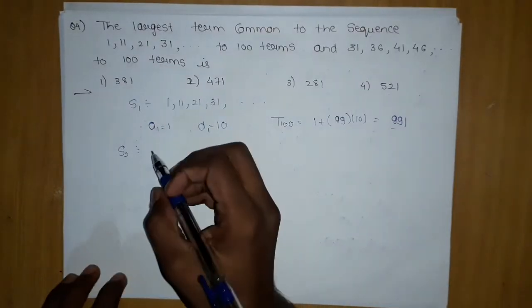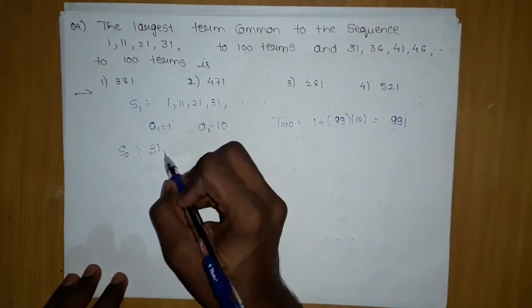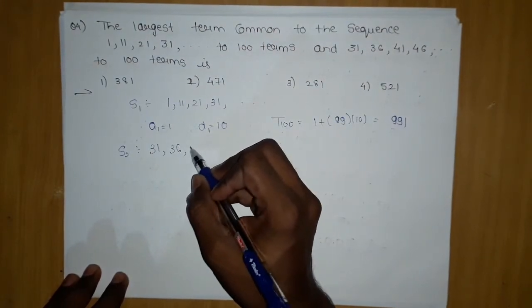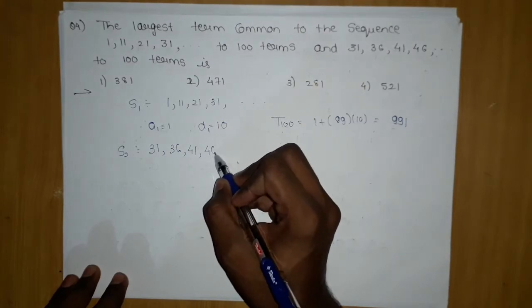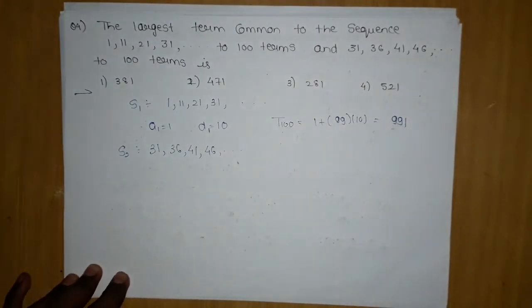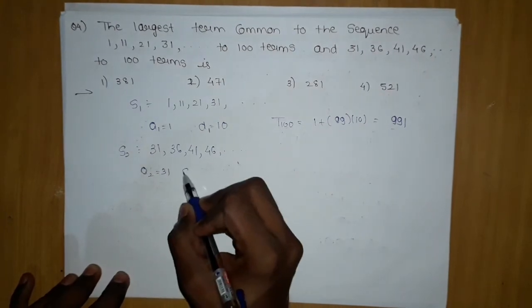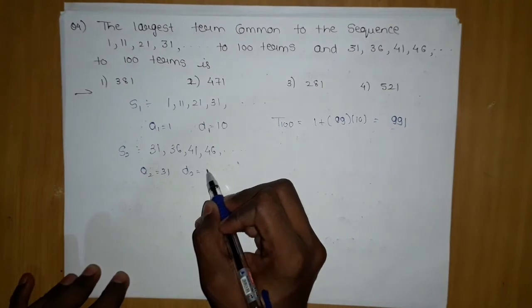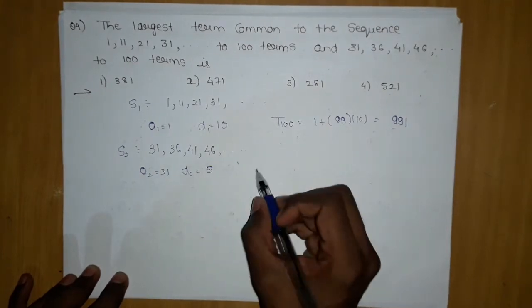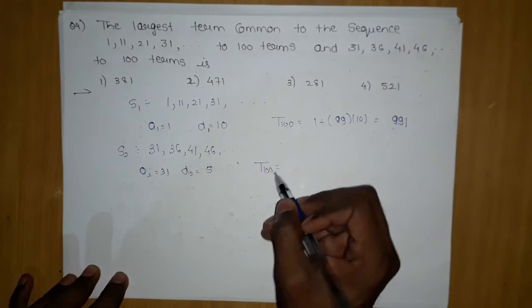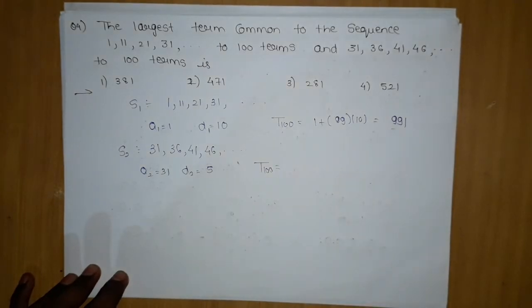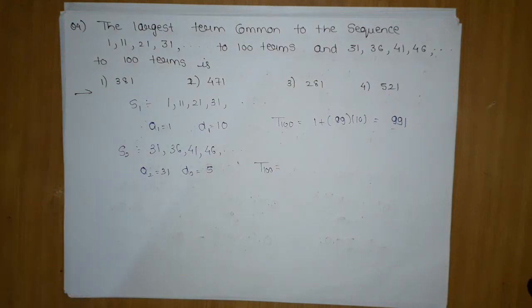So the S2 sequence given is like this: 31, 36, 41, 46, and so on. Can we find the A2? Yes, A2 is very easy, 31. What is the D2? D2 is nothing but 36 minus 31, which is 5. So can we get the T100? We are taking the last term from both the sequences since they have 100 terms. So you have to analyze which is the lowest possible 100th term and then check whether it is present in the common series or not.